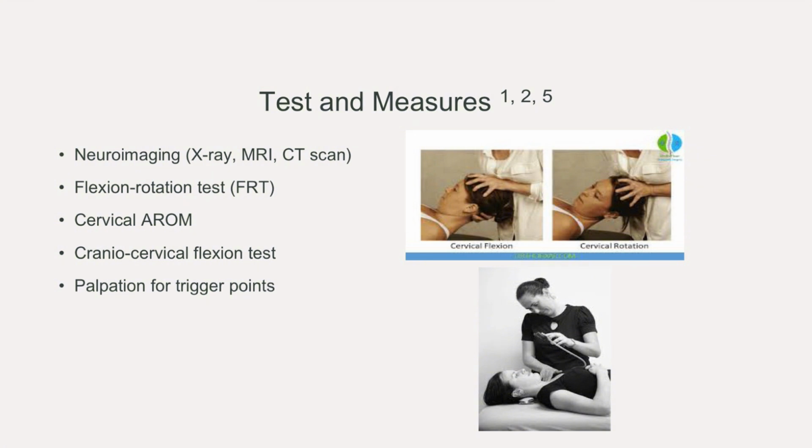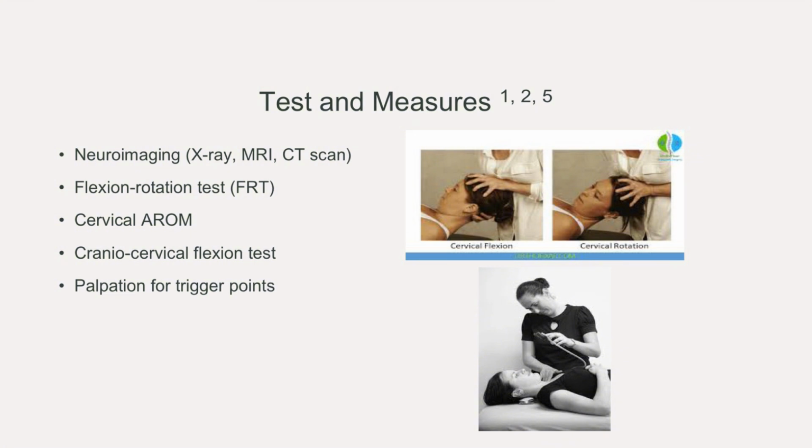And then the flexion rotation test is performed to determine upper cervical joint dysfunction, and it looks at C1 and C2 dysfunction. It is performed by putting the patient in full flexion and then attempting to rotate the head from side to side. It is normal to get 40 to 44 degrees, but if it is less than that, then they could have a dysfunction in the C1 and C2 area. It is also important to check the cervical range of motion for this as well, because that could be limited.